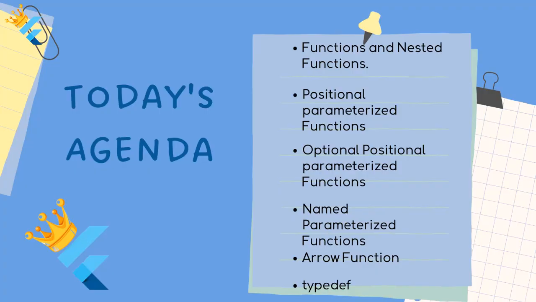We'll also take a look at parameterized and named functions, also positional and optional positional, and how you can use them to pass data into your functions. Next up, we'll dive into arrow functions, which are a shorthand way of writing functions in Dart. And finally, we will take a look at typedef, which allows you to define custom types for your functions.